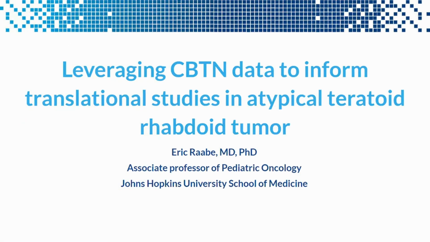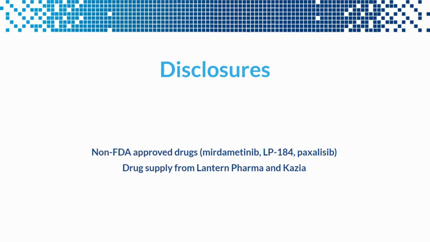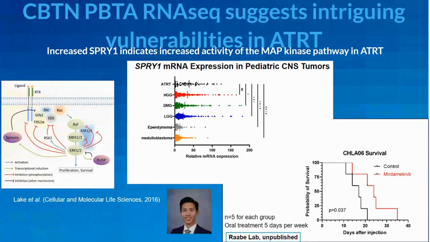So it's really great to be here to have a chance to talk about how we're actually using the CBTN data sets from the Pediatric Brain Tumor Atlas to inform translational studies in this atypical teratoid rhabdoid tumor that Ashley told you about. And so that's the goal of this talk, is to tell you how we're actually using this incredible resource to advance new therapies for patients with ATRT. I don't have any disclosures other than using non-FDA approved drugs, which is actually the whole point of this, to find new drugs that we can then apply to patients with ATRT.